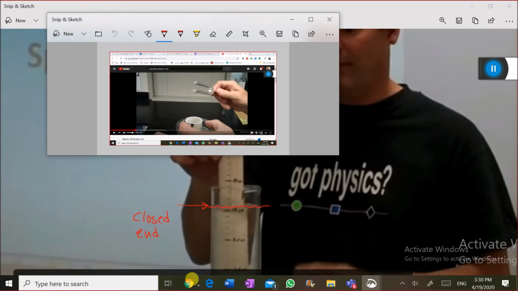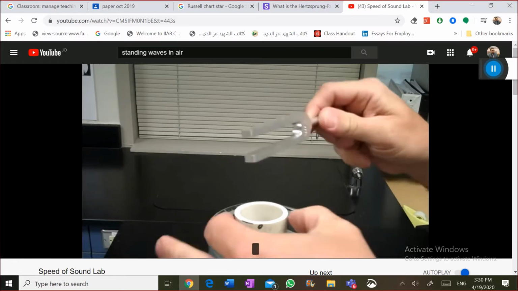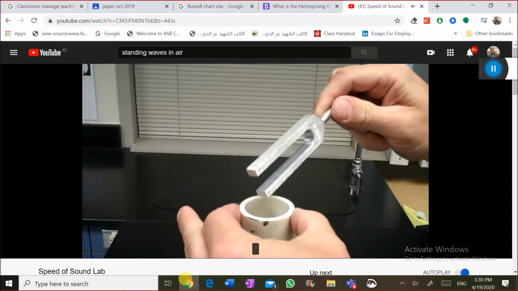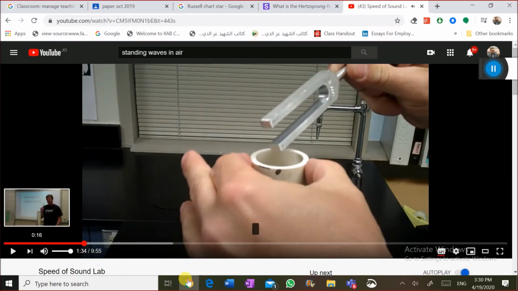Okay. Now he will move the tube up and down until he gets a louder sound. Okay, guys, pay attention to this. Do you hear this, guys? At this length of the tube, I will hear a louder, amplified sound. Pay attention.